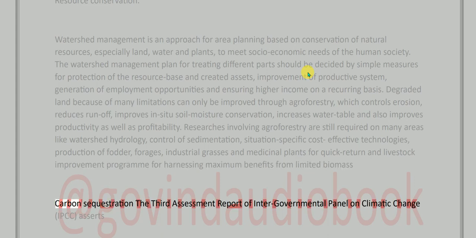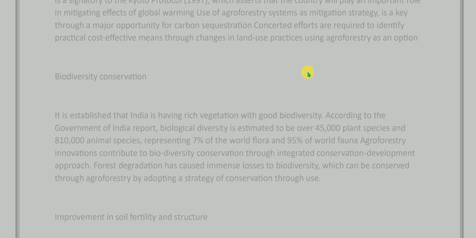Carbon sequestration. The Third Assessment Report of the Intergovernmental Panel on Climate Change, IPCC, asserts that the Earth's climate is changing and that its impact will be great on developing countries. India is a signatory to the Kyoto Protocol, 1997, which asserts that the country will play an important role in mitigating effects of global warming. Use of agroforestry systems as a mitigation strategy is a key, through a major opportunity for carbon sequestration. Concerted efforts are required to identify practical cost-effective means through changes in land use practices using agroforestry as an option.